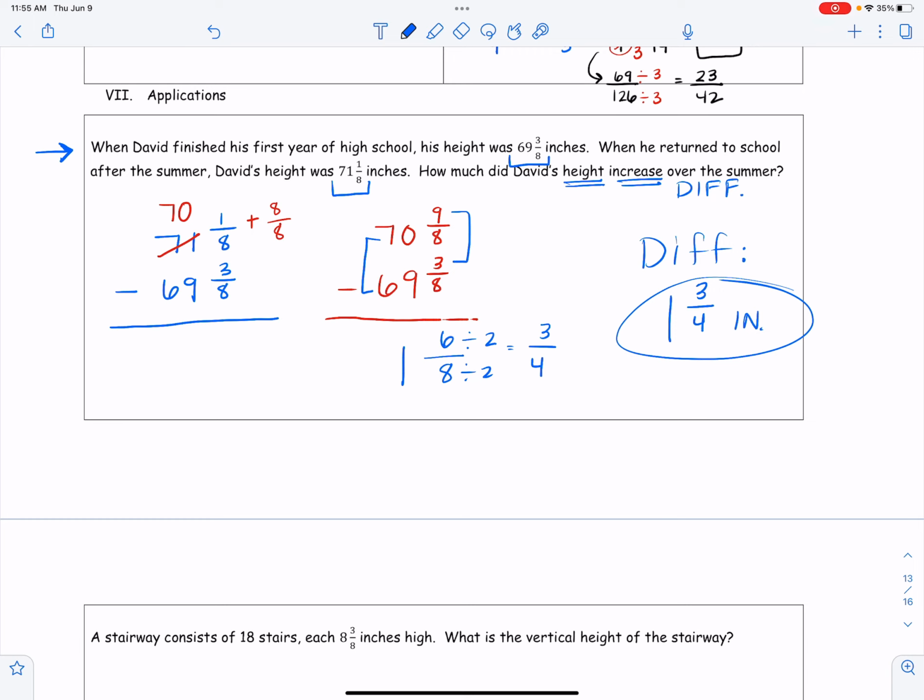So just be mindful of that. When you're subtracting the fraction part of a mixed number, if the top number is bigger than the bottom number, just go ahead and subtract. But if it's not, if it's going to make you have a negative fraction, borrow from the whole number and then add that 1 with your denominator to the fraction part of that mixed number. All right.